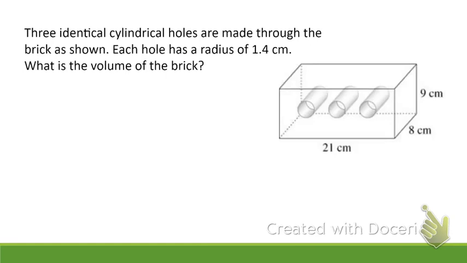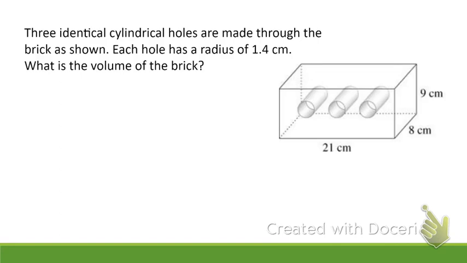We have 3 identical cylindrical holes that are made through this brick. So you've got a brick here with 3 holes that are drilled straight through, and each hole has a radius of 1.4 centimeters. What is the volume of the brick? In other words, what's the volume left over after I drilled out those 3 holes?